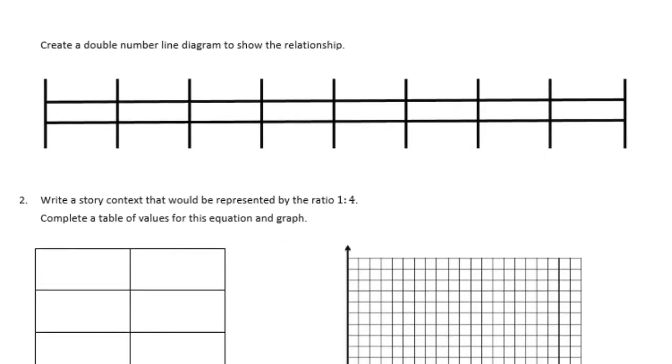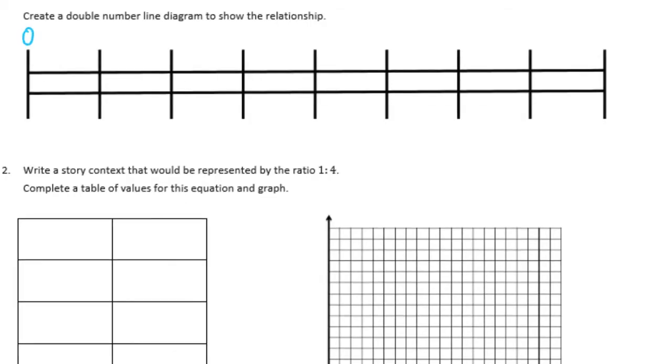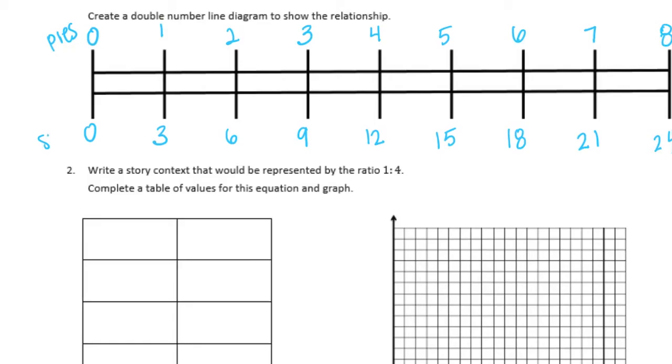Create a double line diagram to show the relationship. Okay, so if we have 0 pies, 0 sugar. 1 pie, 3 cups of sugar. 2 pies, 6 cups. 3 pies, 9. 4 pies, 12. 5 pies, 15 cups of sugar. 6 pies, 18 cups. 7 pies, 21. 8 pies, 24 cups of sugar. We could label it, these are pies, sugar.